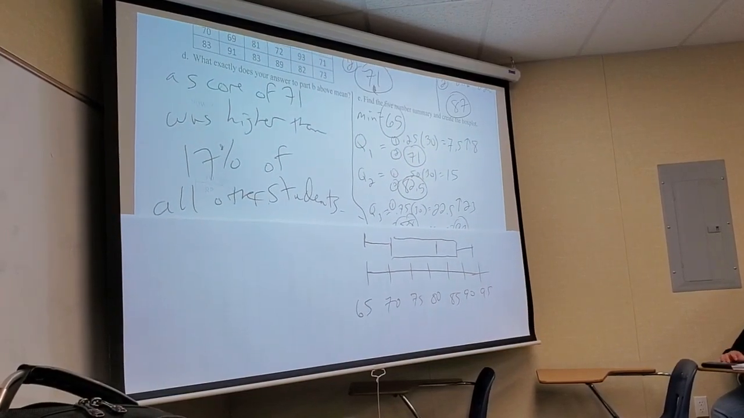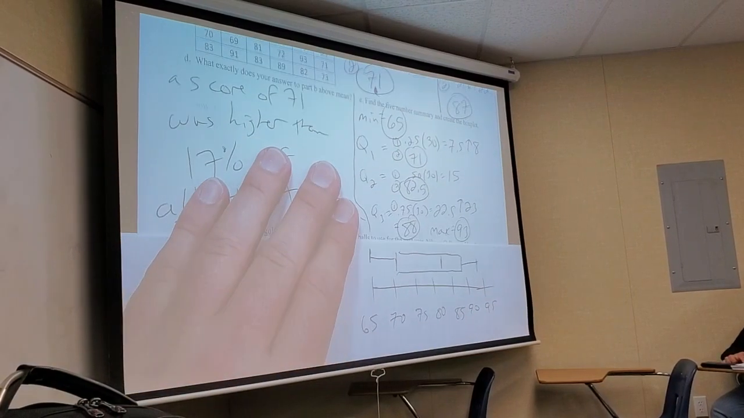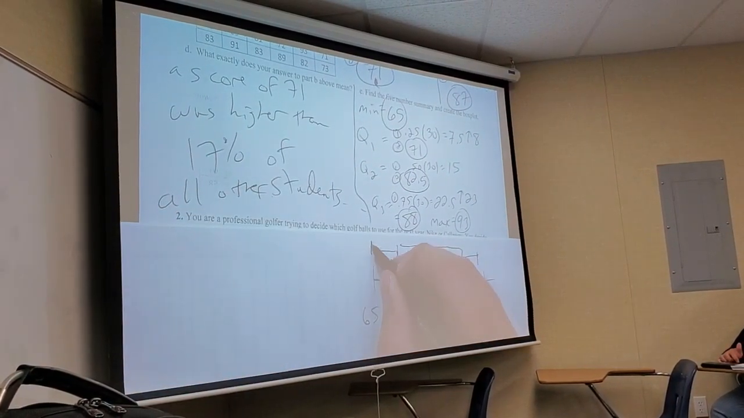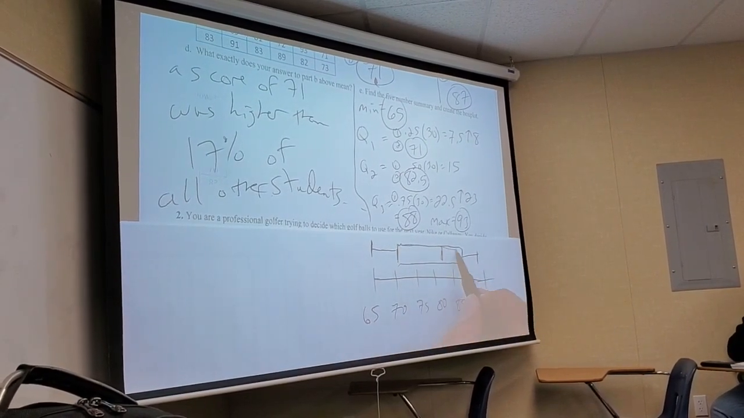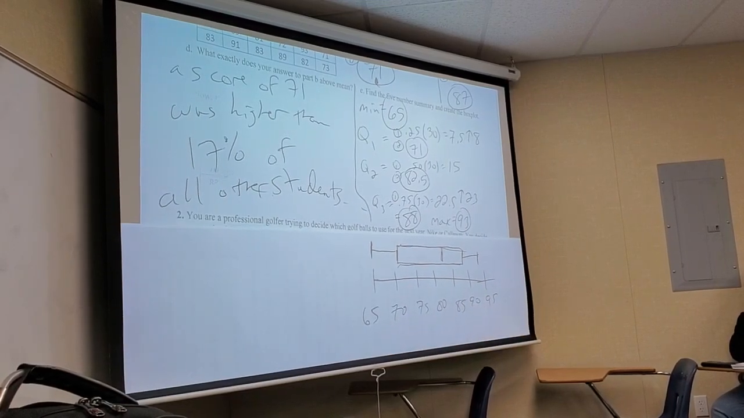Can you re-explain how you put the box? Oh, so you're cool with me drawing the lines, right? Min, Q1, Q2, Q3, max, correct? Then you just box off the middle 3.